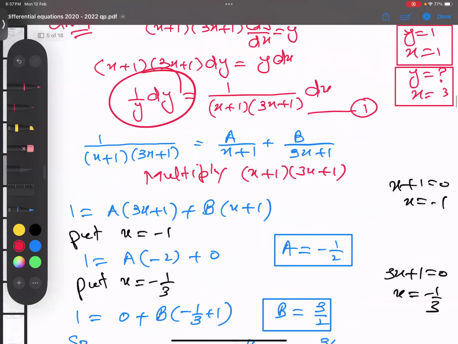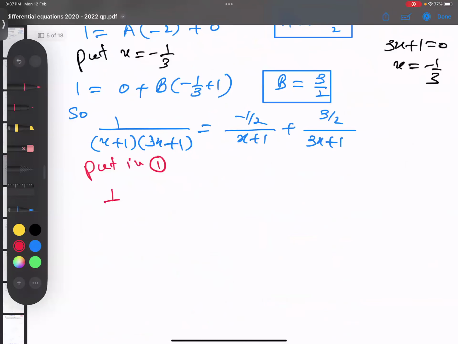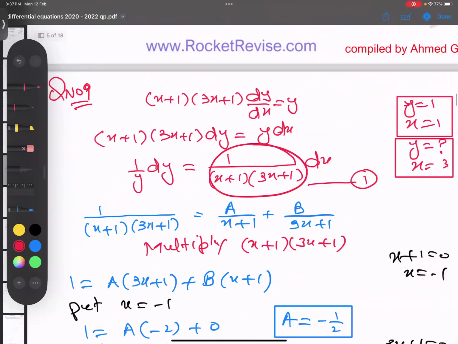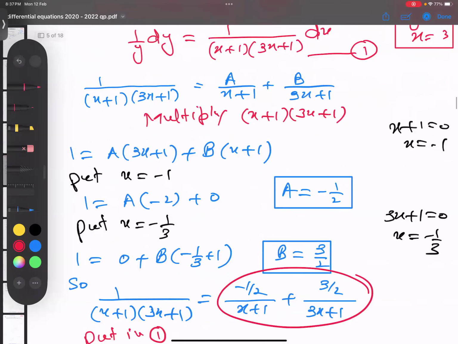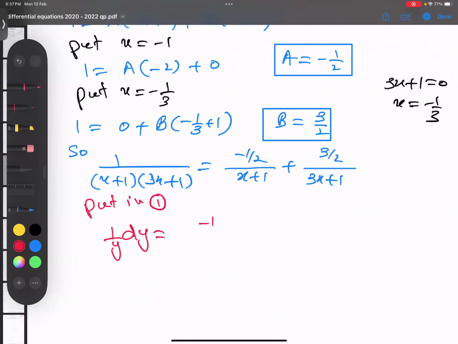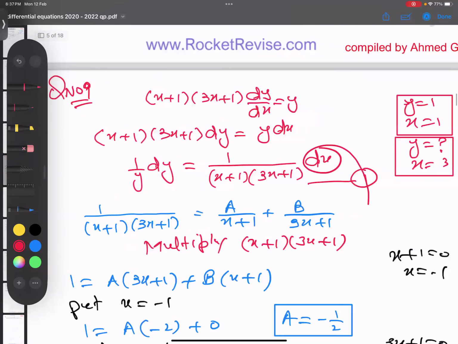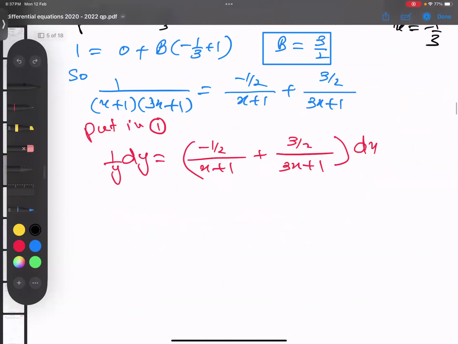On the left hand side I already have 1 by y, not changing, 1 by y dy. But on the right hand side, this value will be replaced by this whole thing. So I'm getting negative 1 over 2 times 2x plus 1 plus 3 over 2 times 2 3x plus 1, and dx is coming outside. You can see here, combine dx outside. Now the only choice is to do what? Integrate both sides. When I integrate both sides, I will get this kind of format: 1 over y into dy.